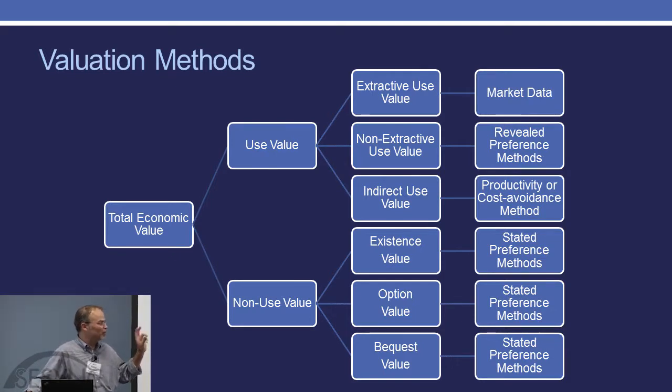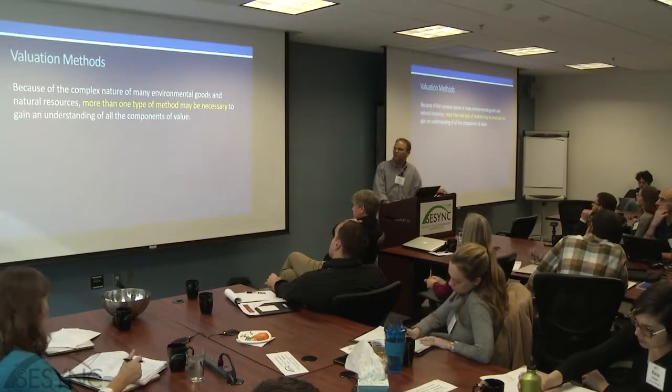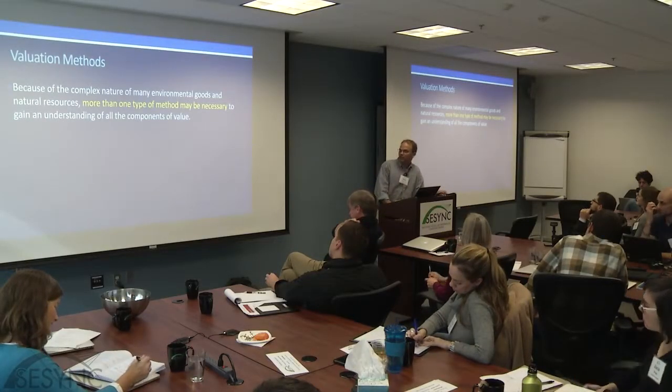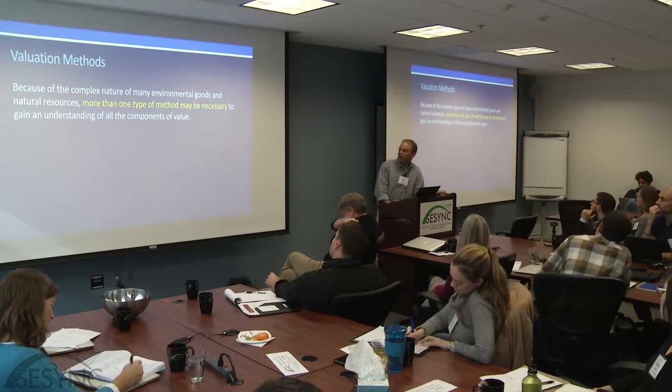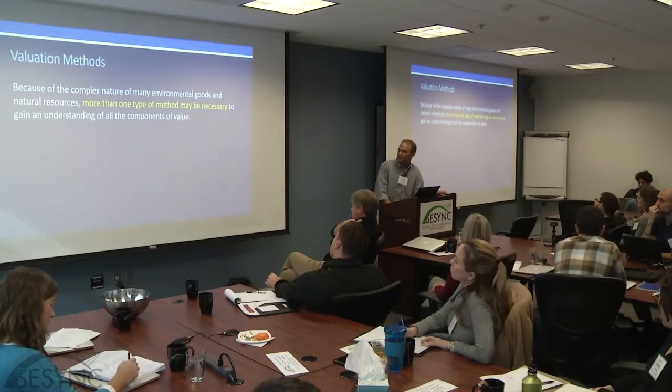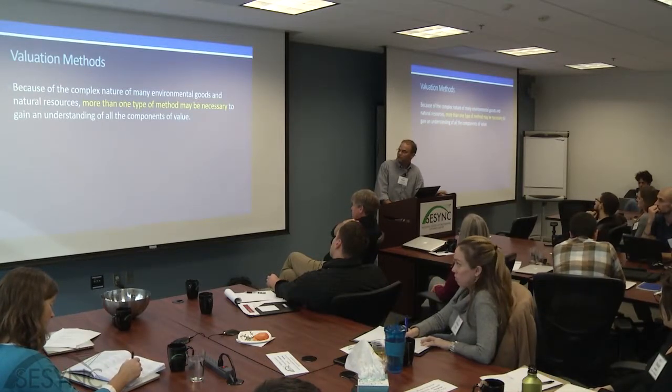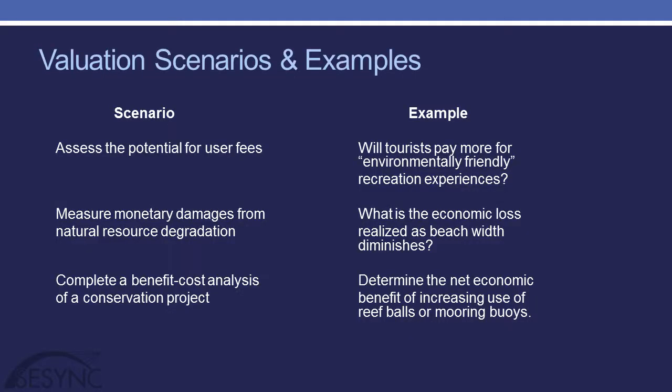Indirect use values are probably the toughest in a lot of ways. We'll talk about those. And then your non-use values are also very, very difficult, right? Because people don't have to do anything to value natural resources. Lots of components of value, so oftentimes we need to use more than one method. No single method is likely to be able to address all the values that might be contained in a natural resource or ecosystem service. And that's okay.